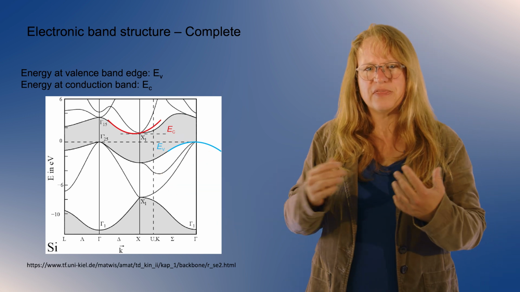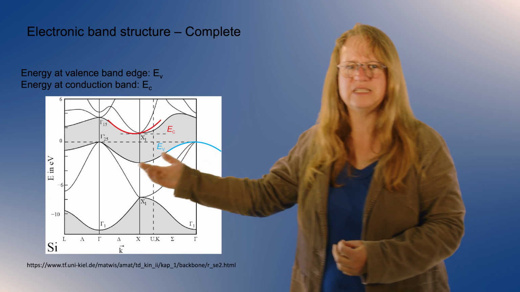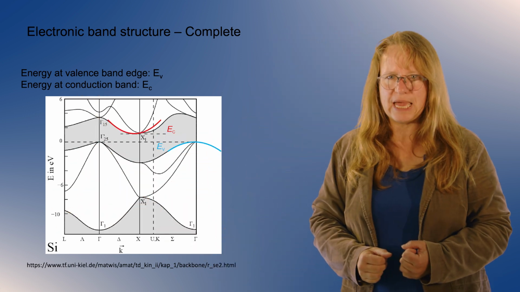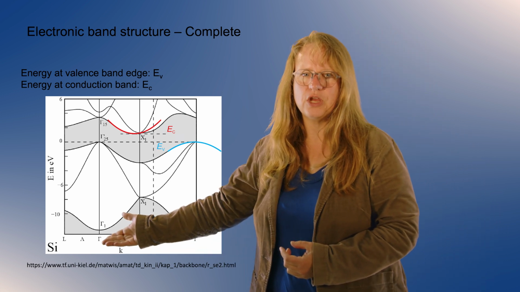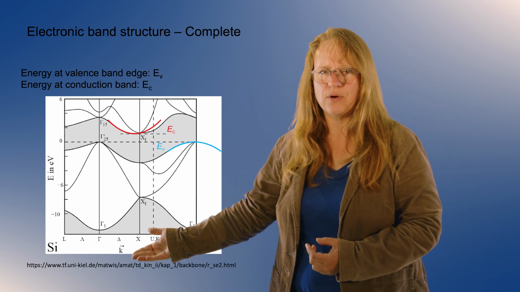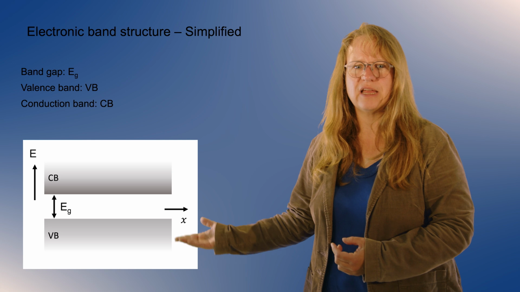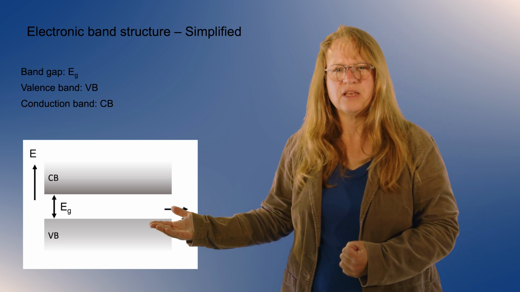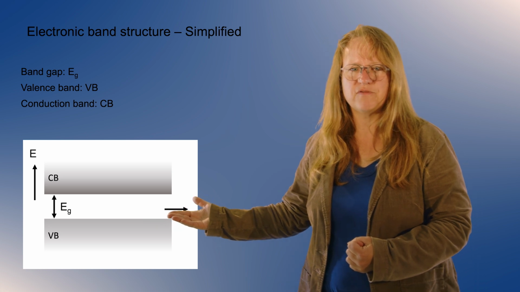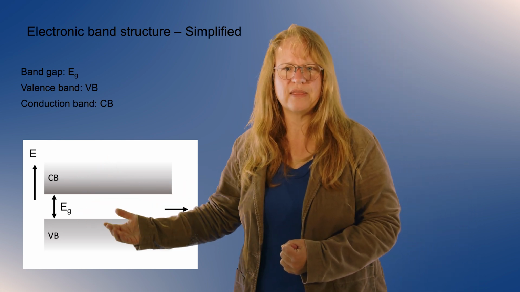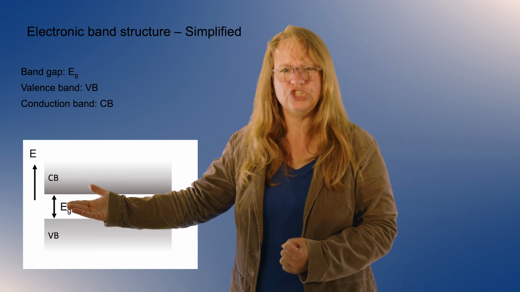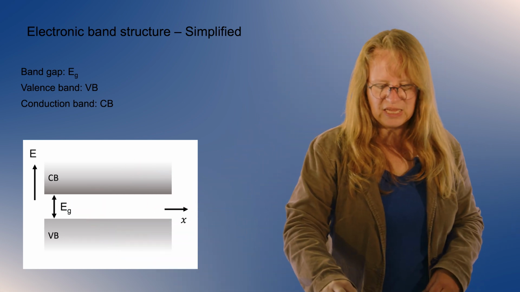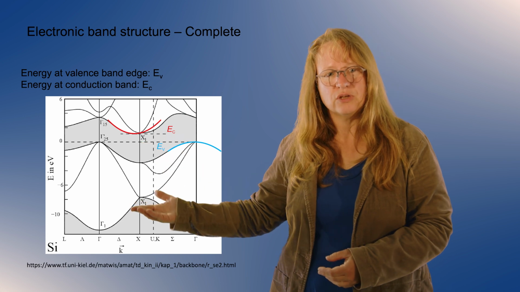And actually, if you look at the differences of the two, first of all, you see that both have the energy E on the y-axis, but this diagram here has the wave vector k on the x-axis, while this diagram has the spatial direction x on the x-axis. So in this diagram here we have just the spatial direction, we have the conduction band, the valence band, and the band gap Eg.